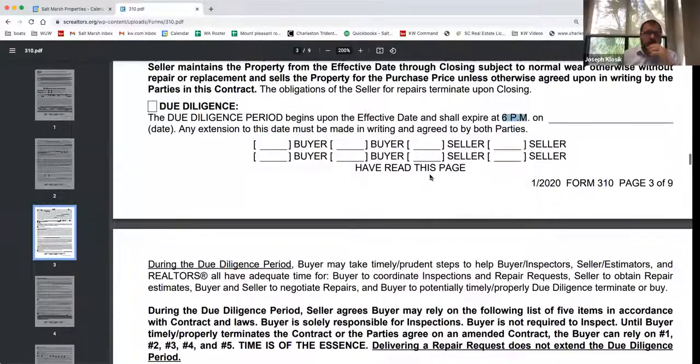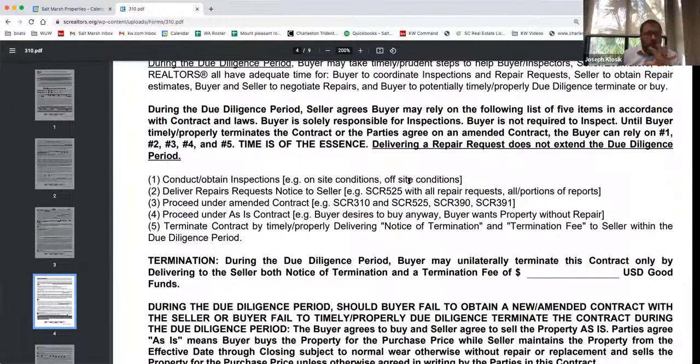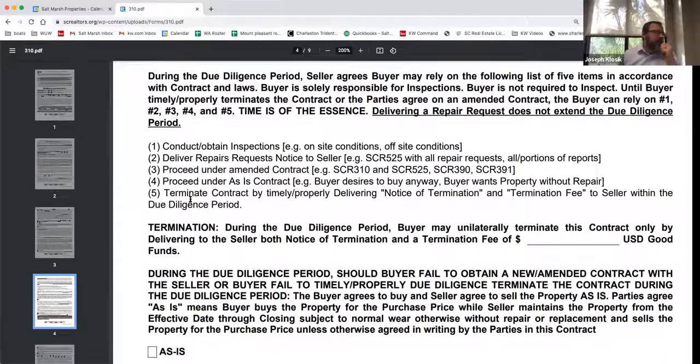Okay, this is very, very black and white. And the reason I say that is you can be talking about it all day long with the buyer and seller, but it does not extend the deadline. You can be talking about it all week. When 6 p.m. comes around, if you've not amended the contract or you've not terminated the contract by 6 p.m., you've moved forward as is.